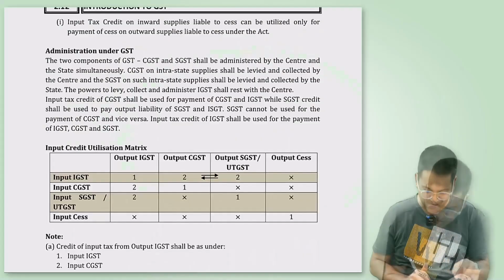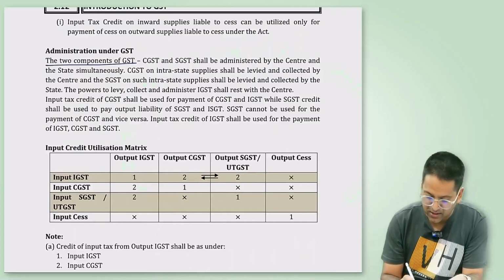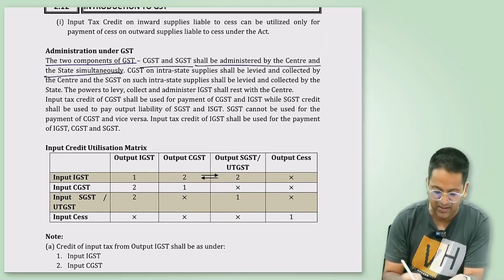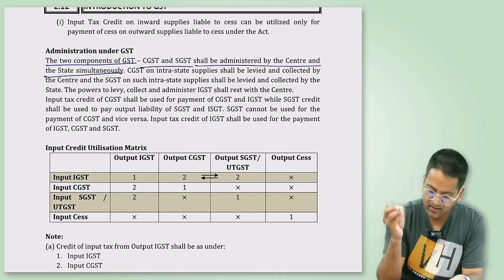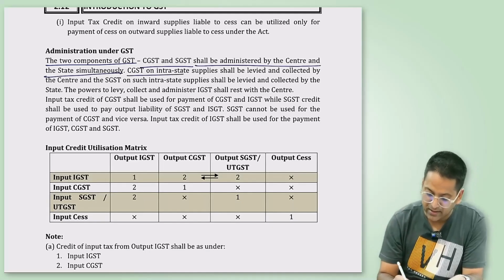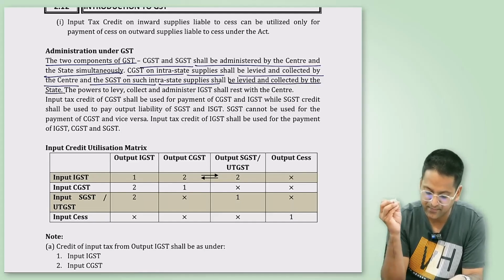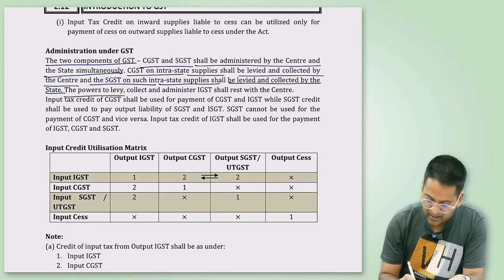Let's start. The two components of GST, CGST and SGST, shall be administered by the center and state simultaneously. CGST on intrastate supplies shall be levied and collected by the center, and SGST on such intrastate supplies shall be levied and collected by state. The power to levy, collect and administer IGST shall rest with the center.